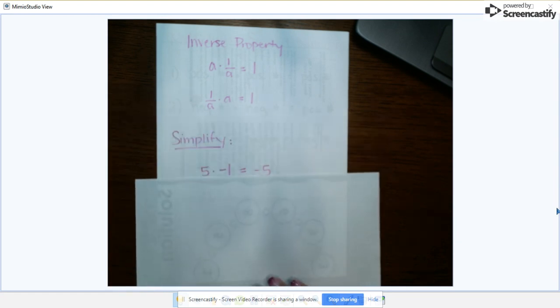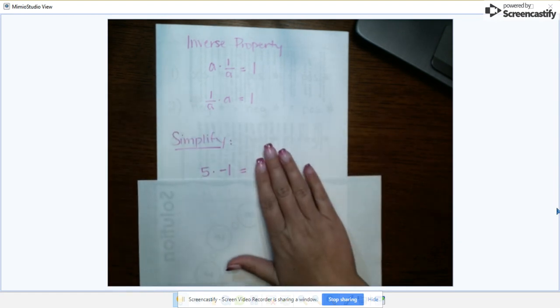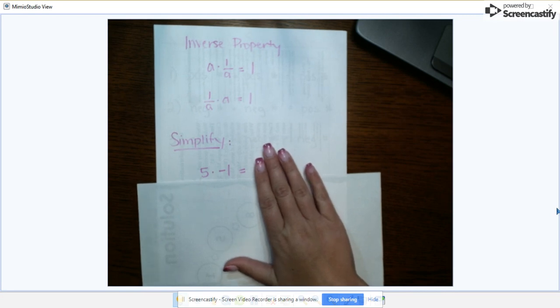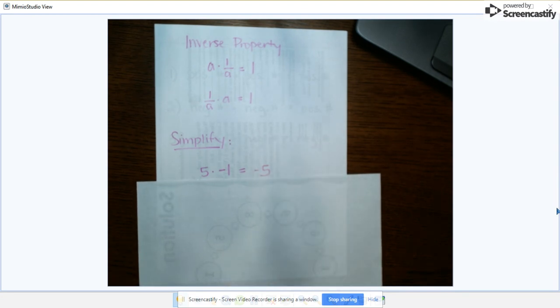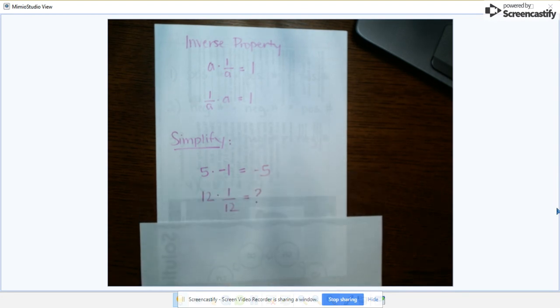So I want us to simplify this. I guess I kind of showed it to you. 5 times -1 uses that multiplying by -1 rule. 5 times -1 gives us -5. I want you guys to tell me, what is 12 times 1 over 12?